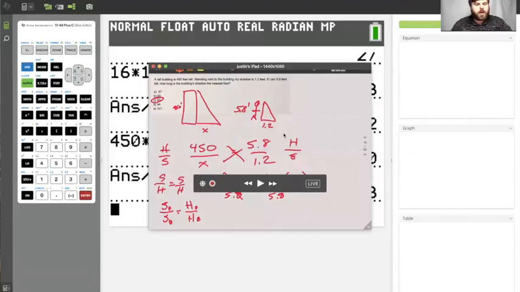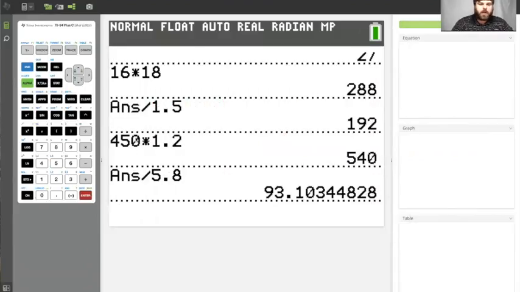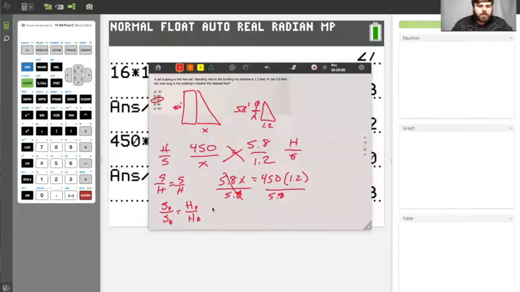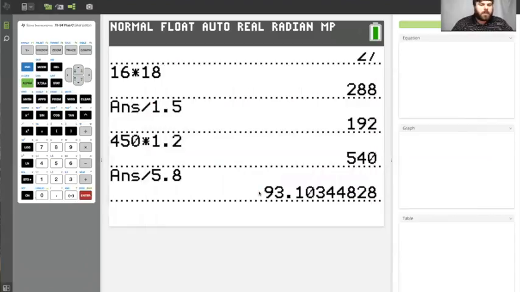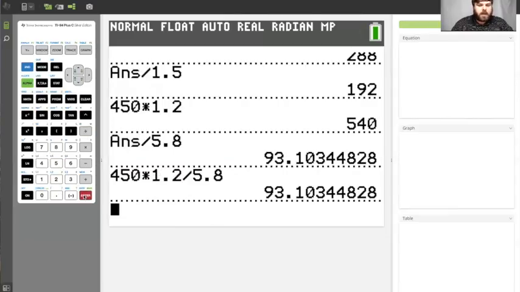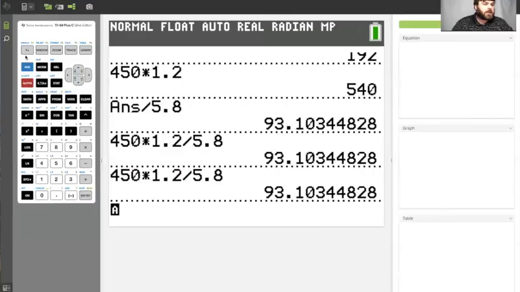Now, real quick thought here. Why am I hitting enter there when I do this part right here? Why don't I just type it all in? Let's look, 450 times 1.2 divided by 5.8. Okay, it actually gives you the same thing. It's just a preference. Remember, alternately, you could do something like this.